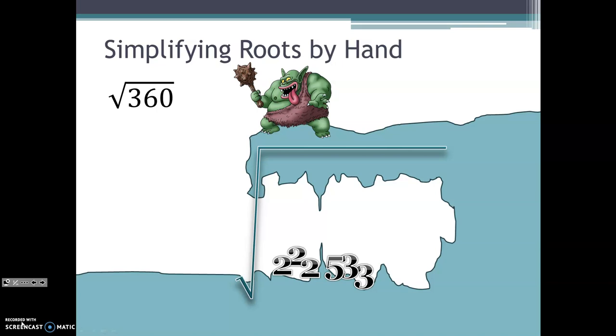Not super difficult. It pulls from some stuff that you guys did in middle school as far as coming up with your prime factorizations. But here we go. So I have the square root of 360, and I want to simplify this square root by hand. Well, in the magical land of numbers, there are things that are called radical trolls. So this right here is an example of a radical troll.